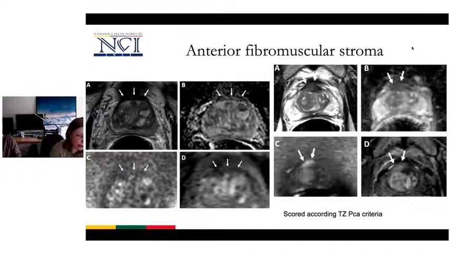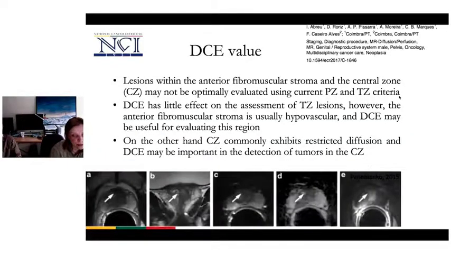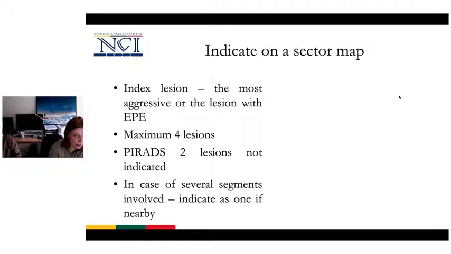So talking about contrast images, sometimes we have discussion, as I have mentioned, about biparametric MRI, to use or not to use contrast. If we have a lesion in the anterior fibromuscular stroma or the central zone, we should use contrast in order to differentiate from other lesions.